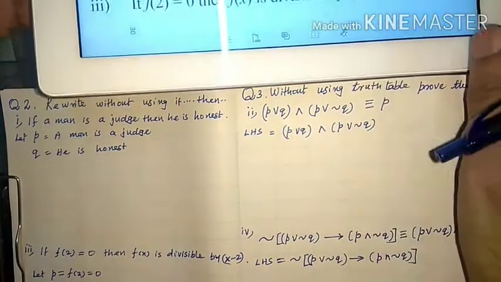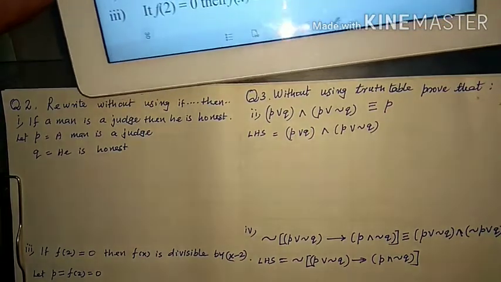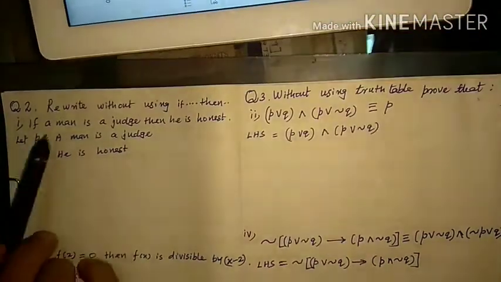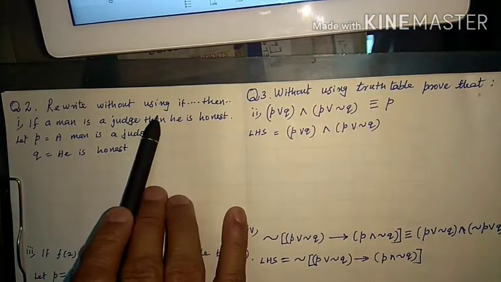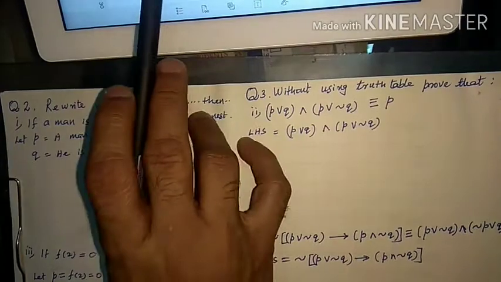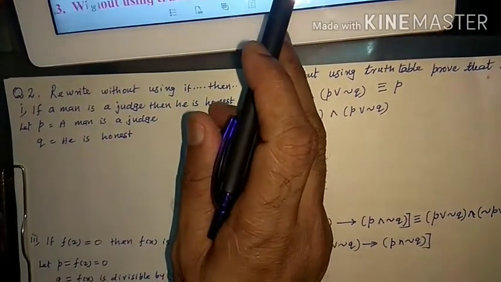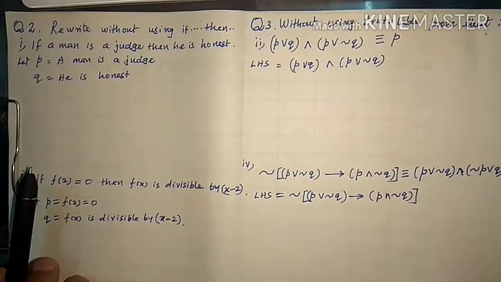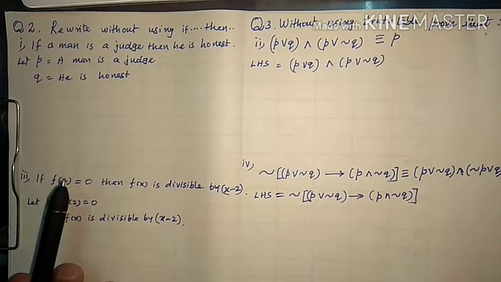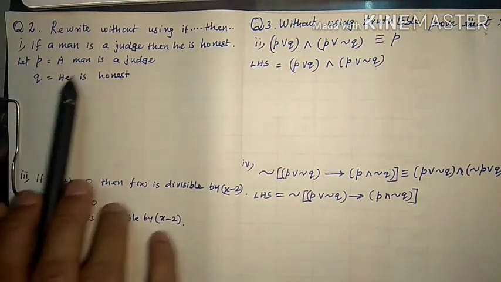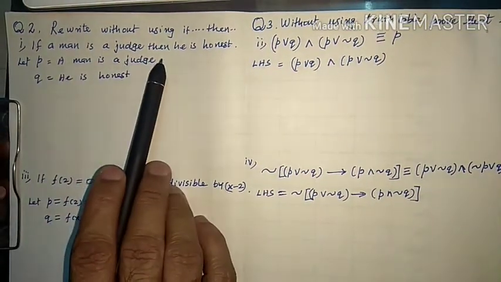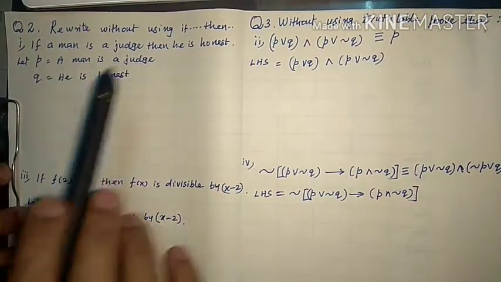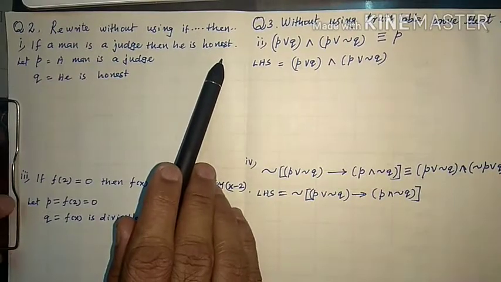Already I have taken down the questions. That much time we can save. Now question number 2. Rewrite the following statements without using if then. Now here the question is: If a man is a judge, then he is honest.